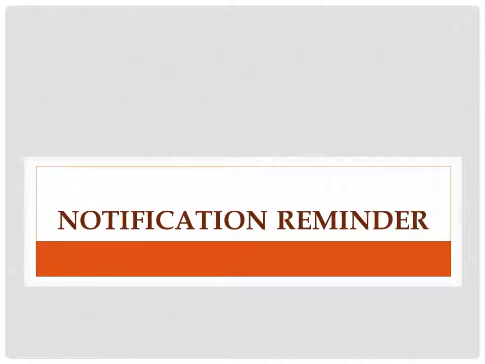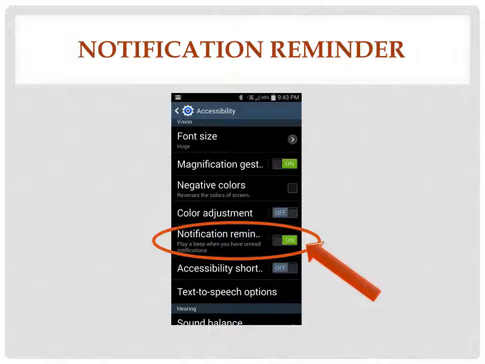The notification reminder is helpful as it will enable the phone to beep when a user has unread notifications. Like the other accessibility features on the menu, this is a simple on and off switch. Use the swiping feature to the right to enable the feature, and to the left to disable it.